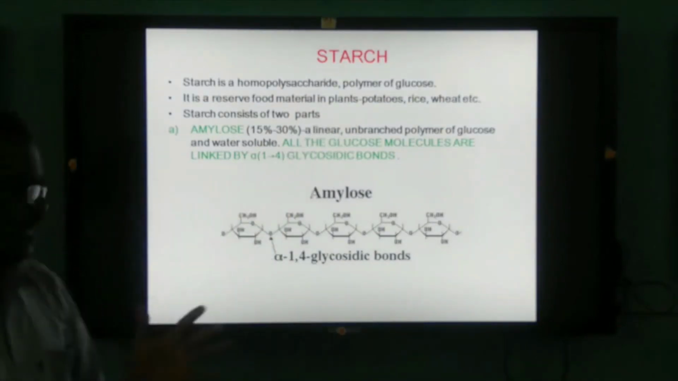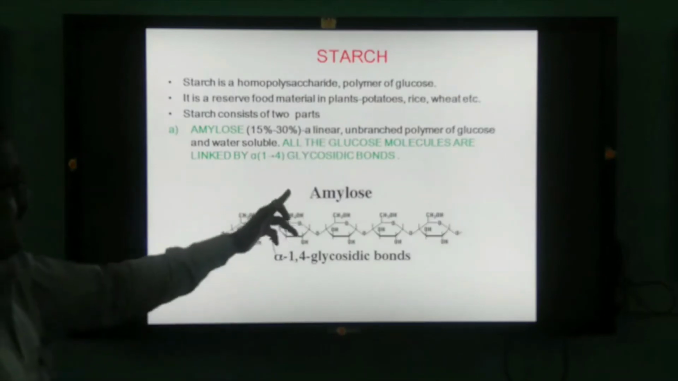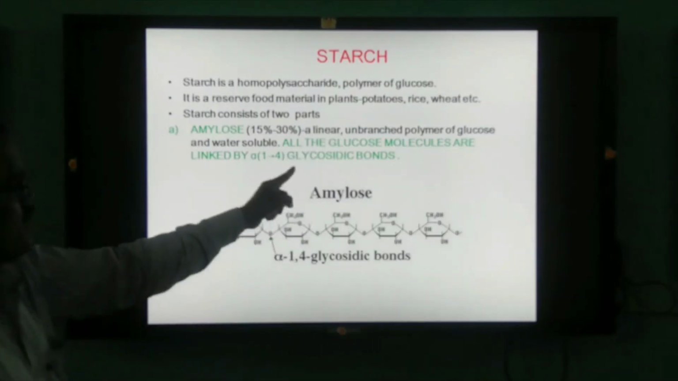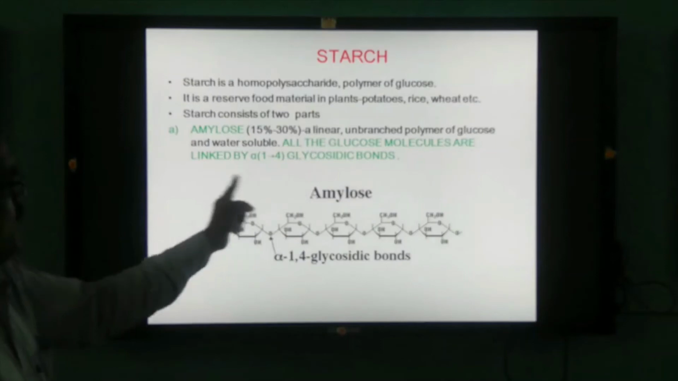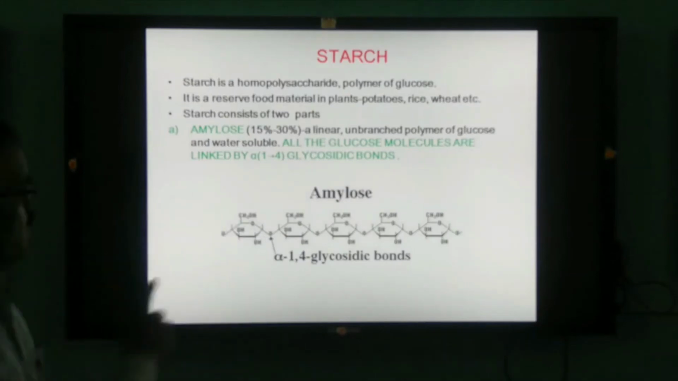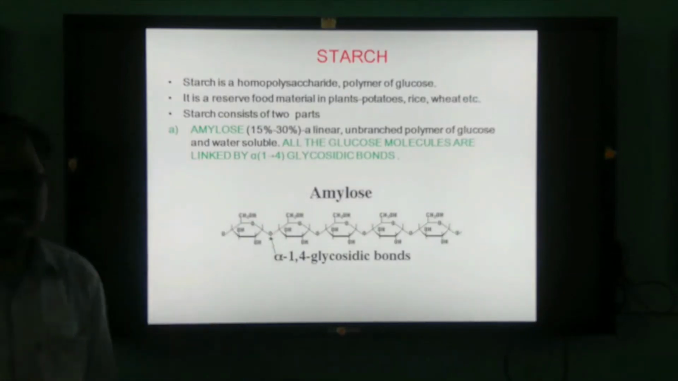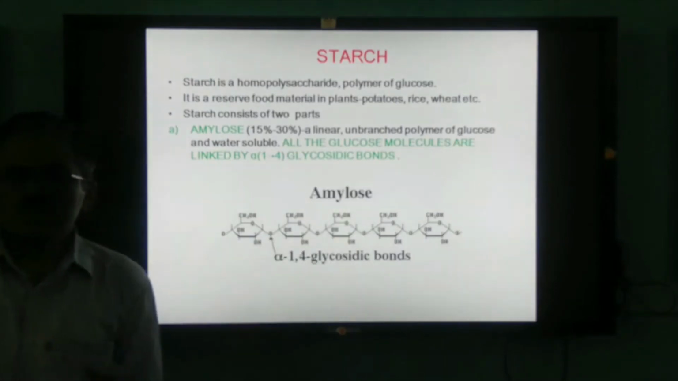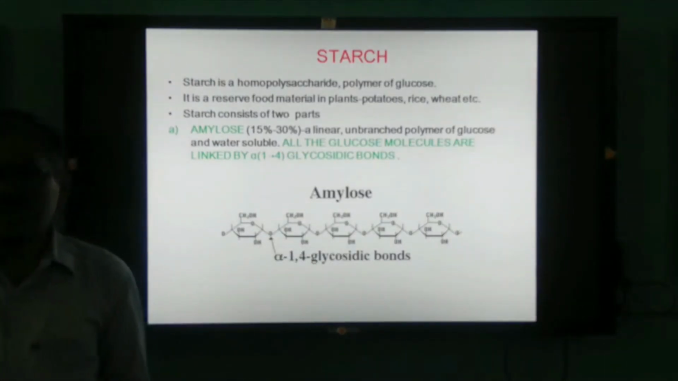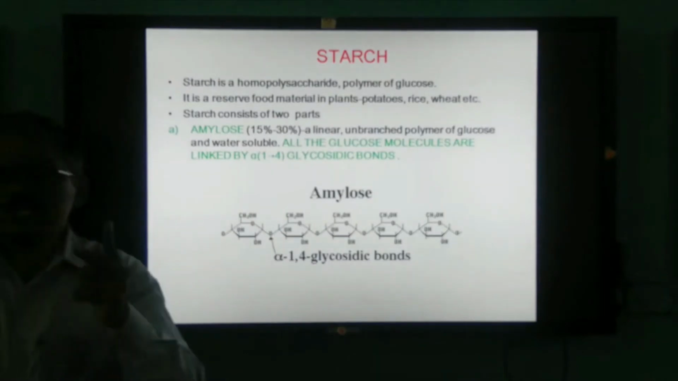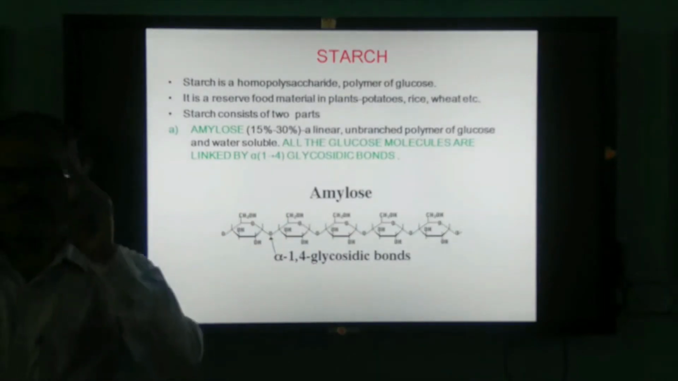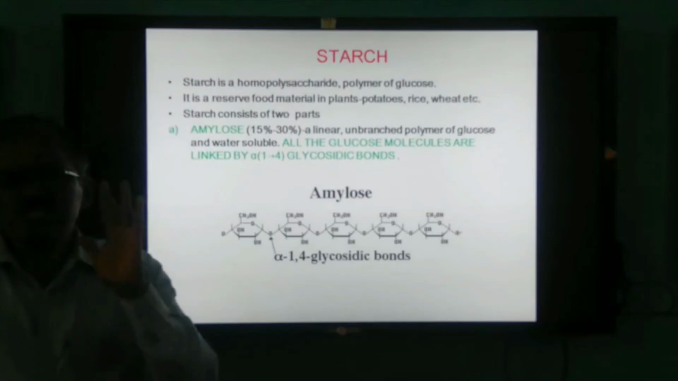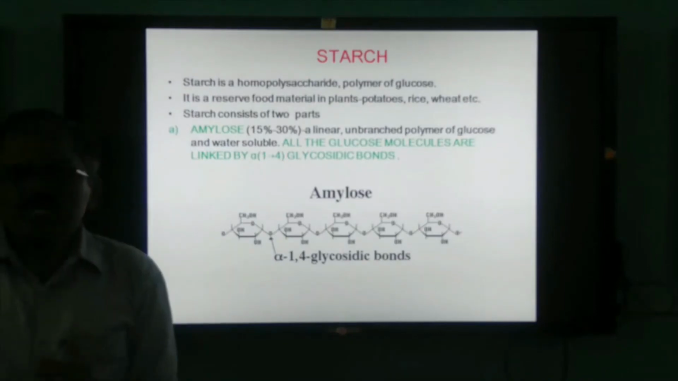So, this is the structure of unbranched amylose. All the glucose molecules are linked by alpha 1 to 4 glycosidic linkage, between 1 and 4, 1 and 4, like that. So, only this much you need to know: starch contains two parts, amylose, 15 to 30% of starch exists in the form of amylose, which is water soluble and non-branching.